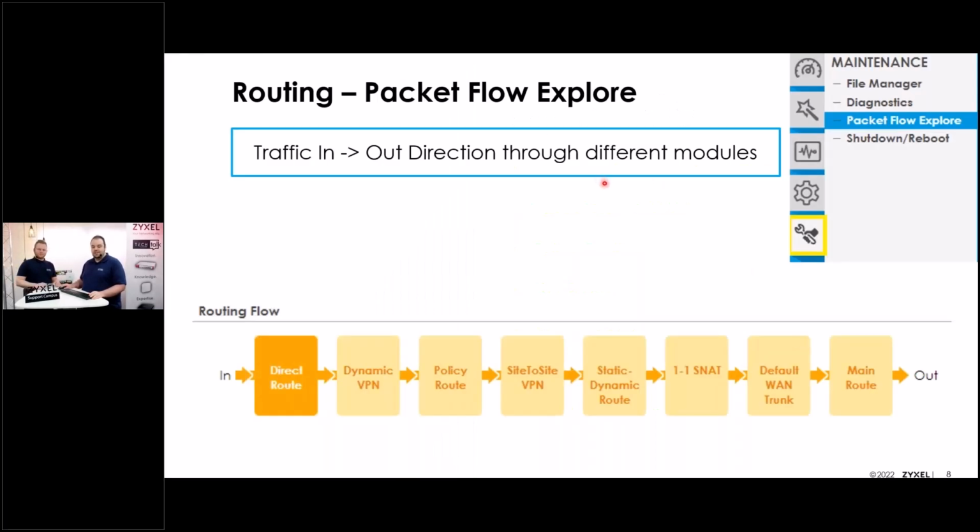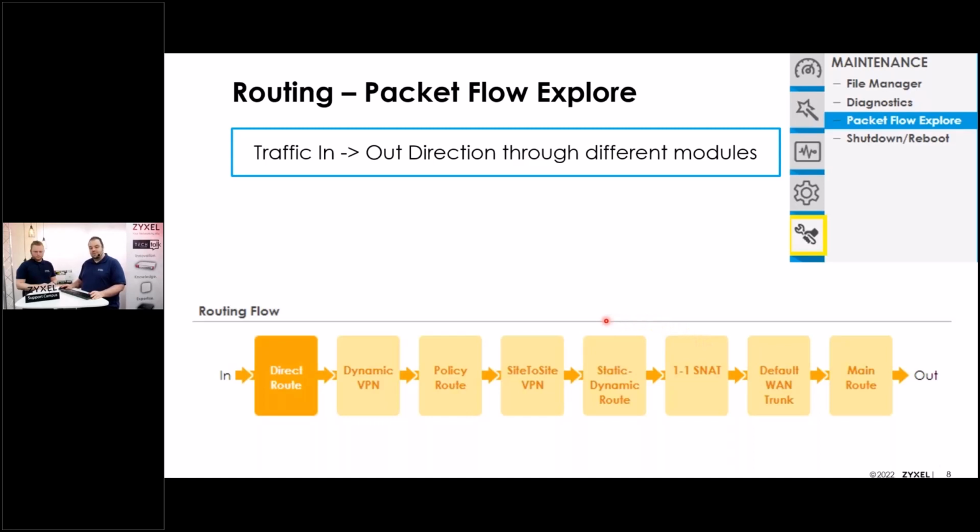Important here is that you find the packet flow explorer under maintenance. Maintenance is icon number 5 in the web GUI interface. There is a packet flow explorer, and this will show you the routing flow in our firewall models. It starts from a direct route, goes through some VPN rule, policy route, and different others. We will look in more detail box by box in the next slides.